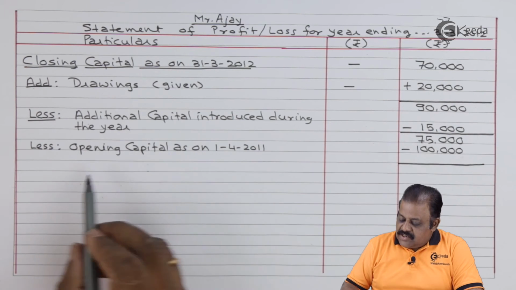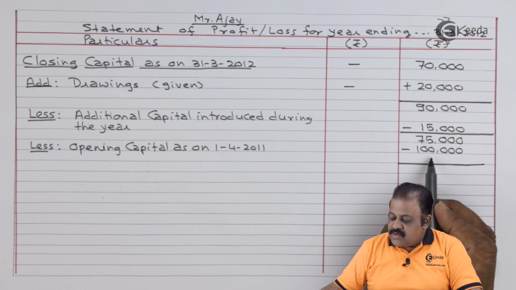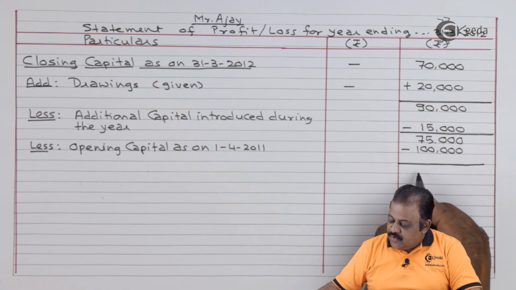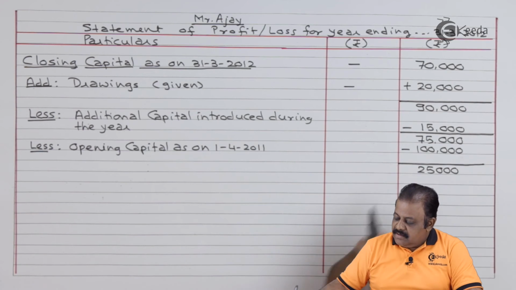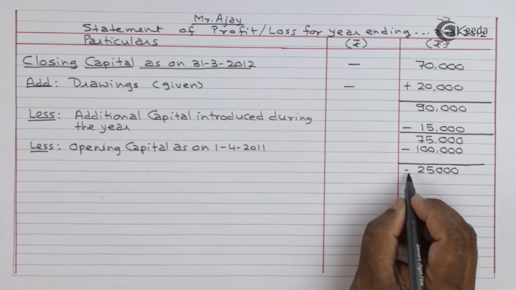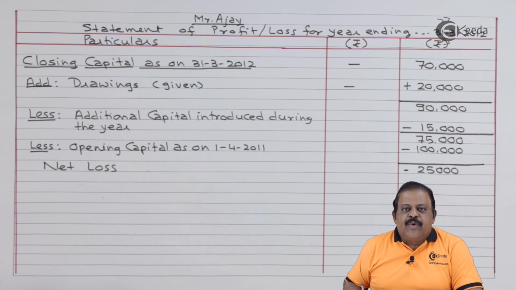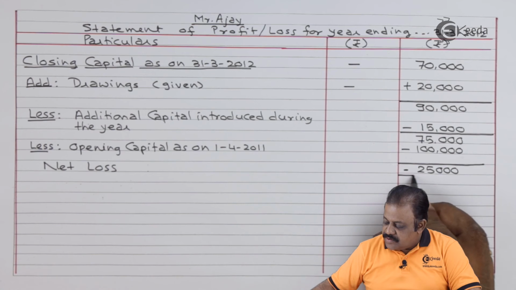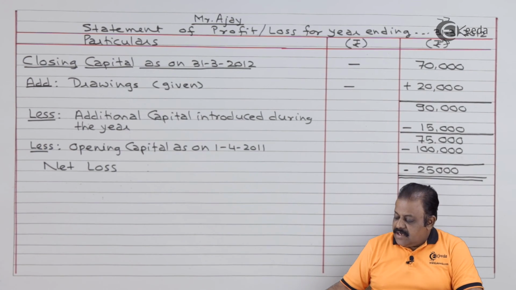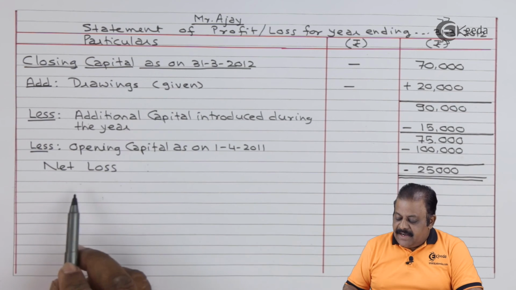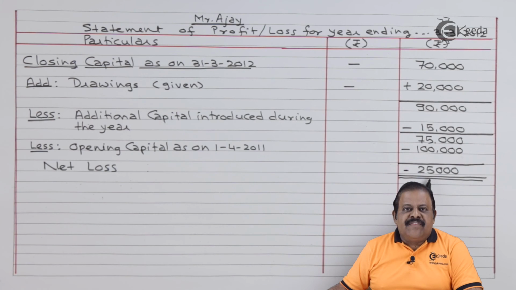75,000 minus opening capital as on 1st April 2011, rupees 1 lakh. So here we get a negative figure of 25,000. This negative figure indicates there is a net loss during the year, rupees 25,000. If this figure would have been positive, it would have been treated as net profit for the year. This is the net loss for the year, rupees 25,000.